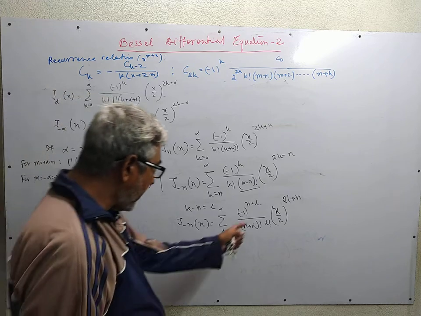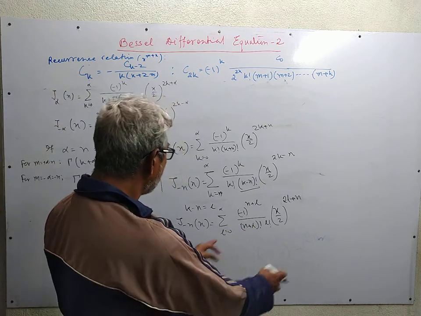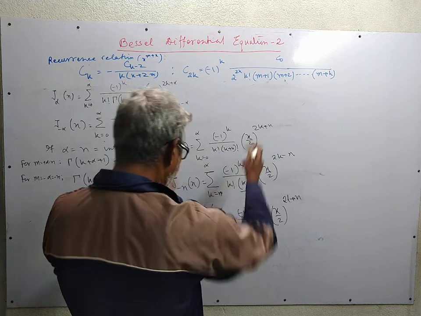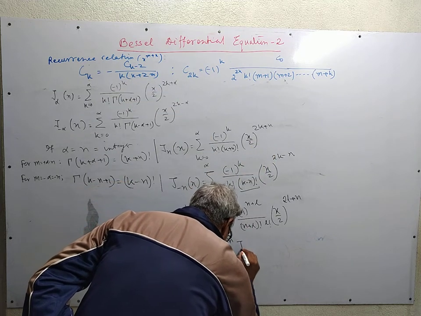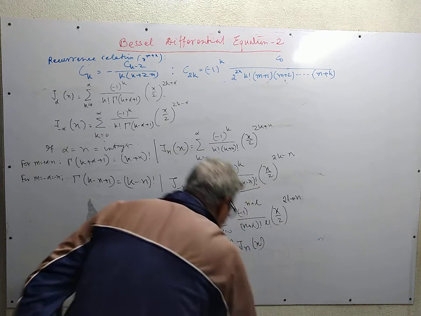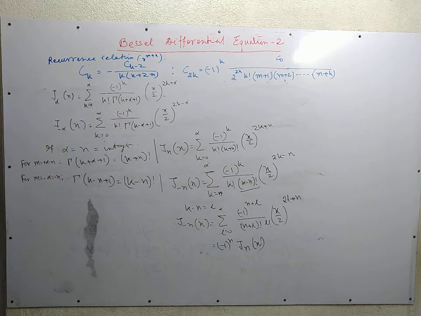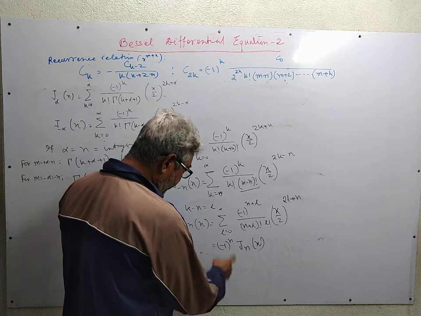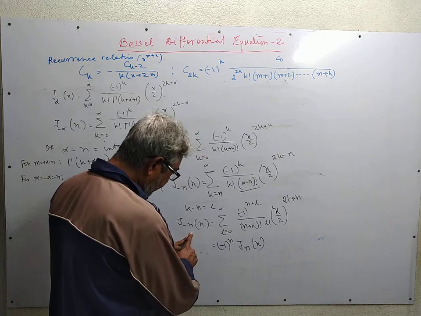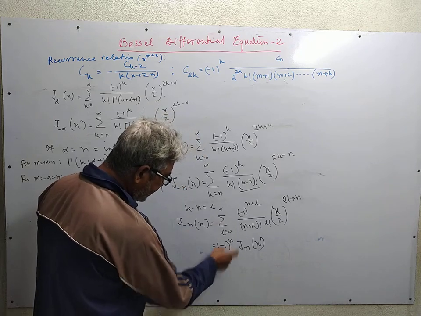Now if we take minus 1 to the power n out, the rest of the thing is J of n. So we write it is minus 1 to the power n Jn of x. So we see that for integral values of alpha, J of plus n and J of minus n are not linearly independent. This is a dependent solution because from this we can get this just by a phase factor.